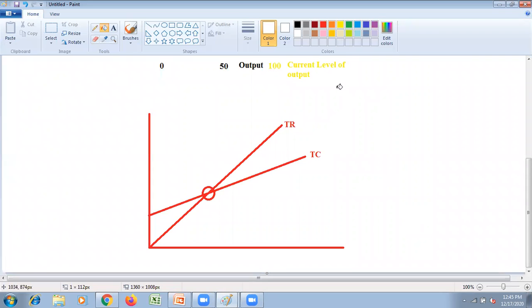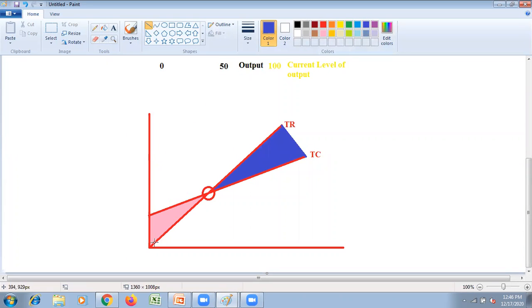Okay, now I just want to tell you that earlier that was a loss, and that was the profit. After break even, profit starts, right? So that was the profit. Now, if business decides to increase the price level, so I told you what will happen.